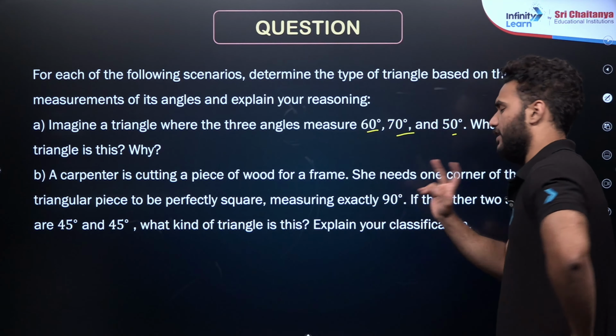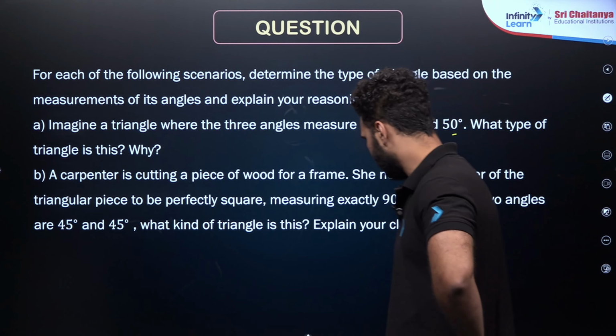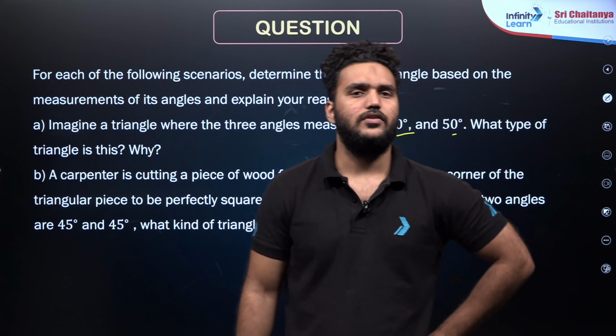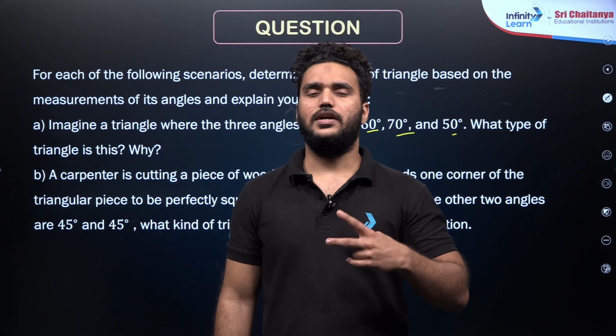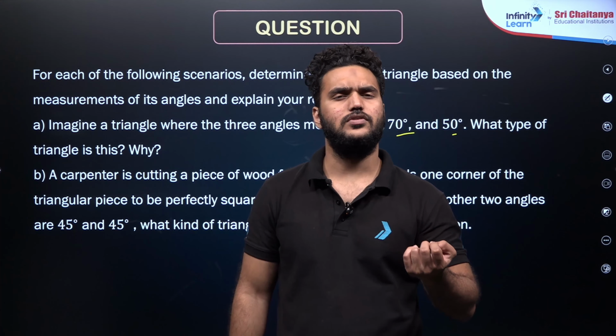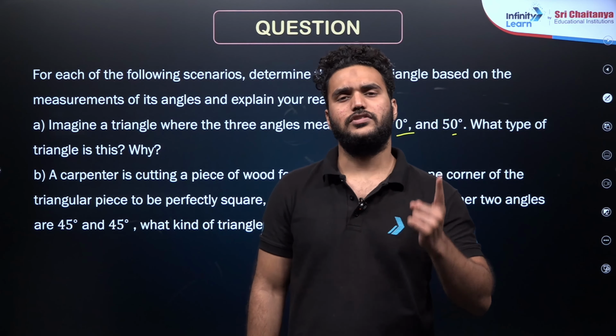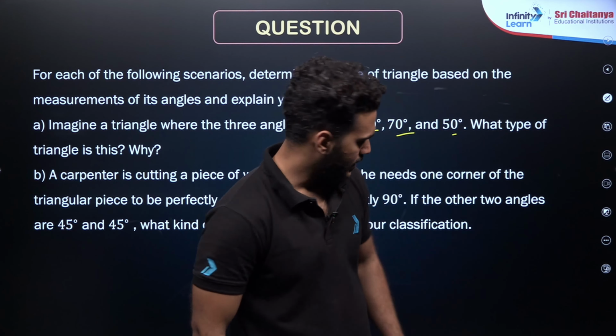It has 90, it is a right angle triangle. And this is a special kind of triangle. Whenever you have such a triangle which satisfies both conditions, we can call it an isosceles right angle triangle. Isosceles right angle triangle. Okay, so let's go to the next now.